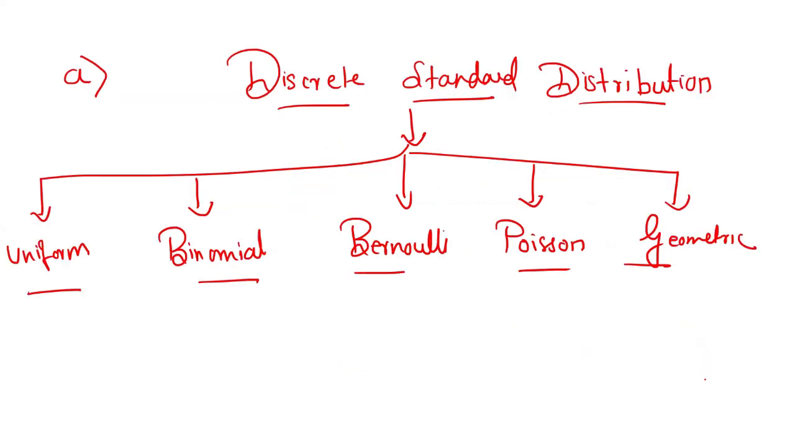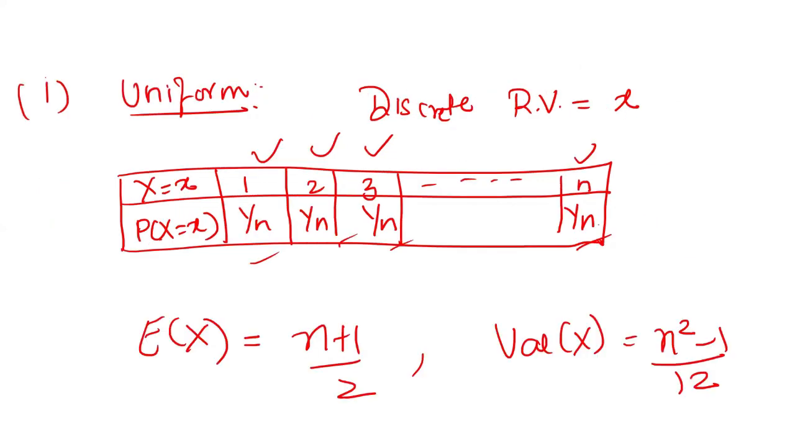So there are different kinds of discrete standard distribution: uniform, binomial, Bernoulli, Poisson, geometry. The first distribution is the uniform distribution, in which you have different values of x from 1 to n, and each value will have its probability equally distributed, that is 1 by n. Hence called uniform discrete distribution. The expectation is given as n plus 1 by 2, and variance is given as n square minus 1 by 2.